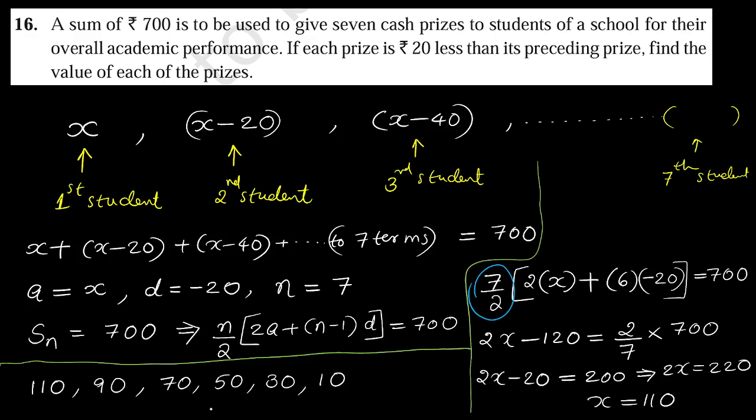I think there is some mistake. Find the value of each prize. Did I make any mistake? Let me check. The last time I got a negative number. Is there any mistake? Let me check.